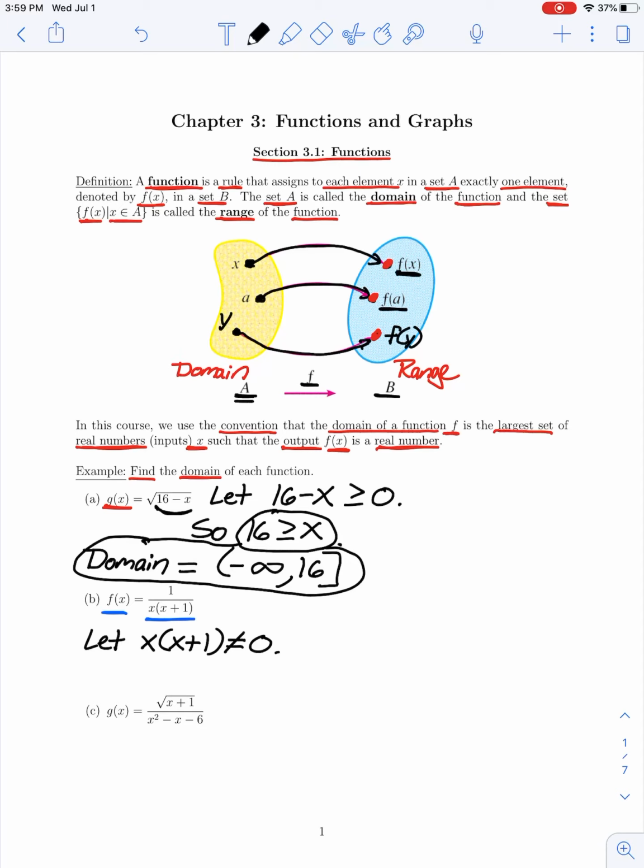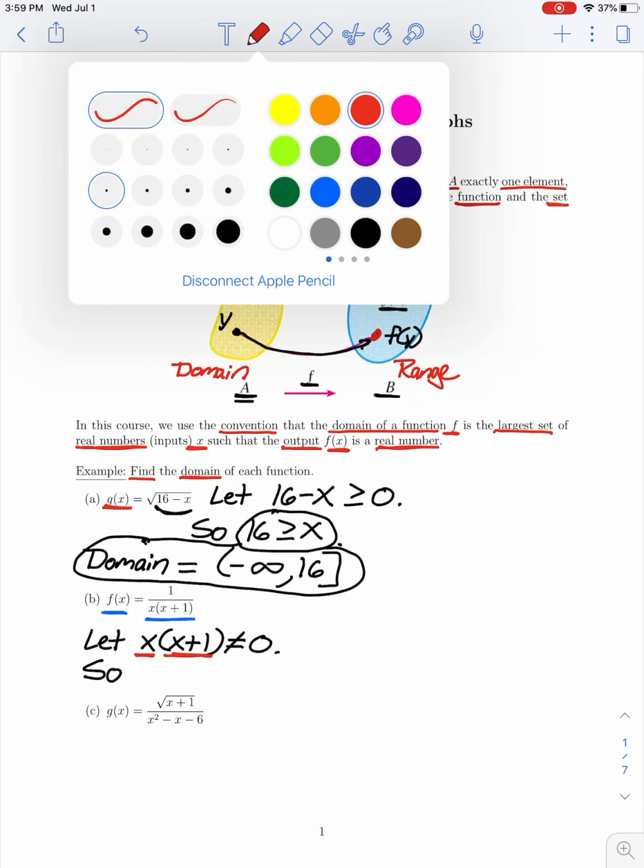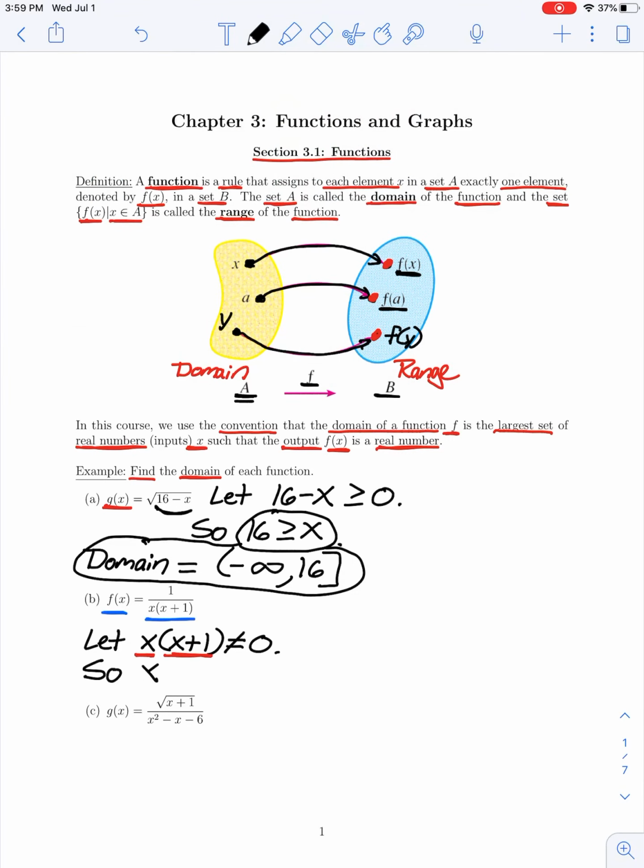Now, if x times x plus 1 can't be 0, that means that neither of these two factors, x nor x plus 1, can equal 0. So we must have x not equal to 0 and x plus 1 not equal to 0, which means that x cannot equal negative 1. So here we could write our answer in that way. x cannot be equal to 0 or negative 1.